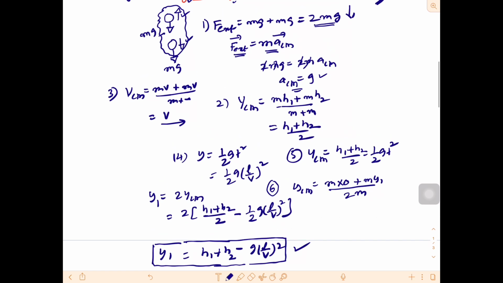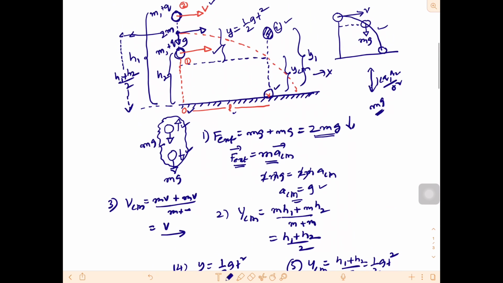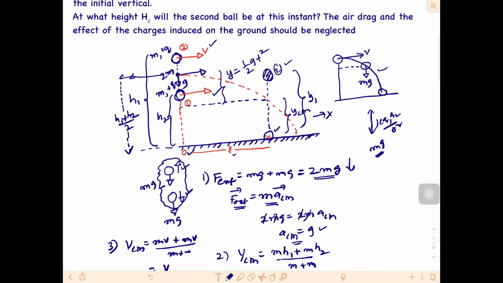So with this one problem, we've learned so much. We can see first the definition of center of mass. The basic definition of center of mass is that it represents the whole system. Center of mass of a system of particles is a point which behaves as if the total external force were acting only on it. That's one thing.